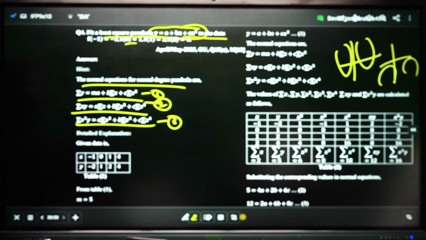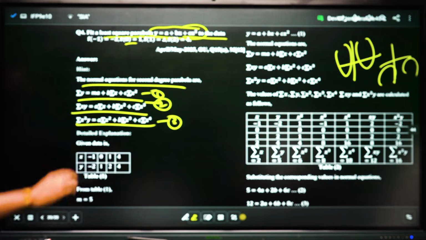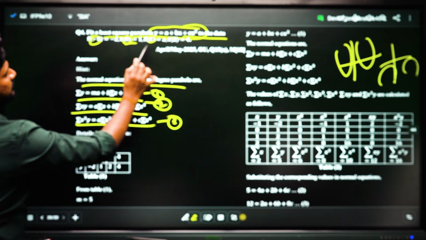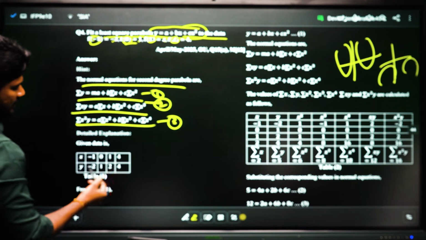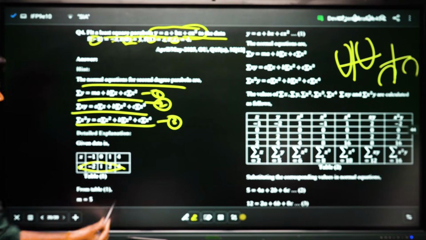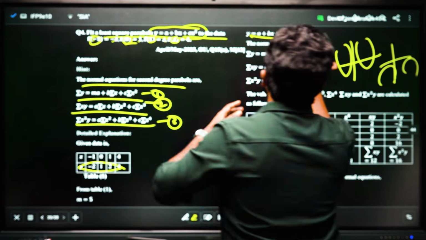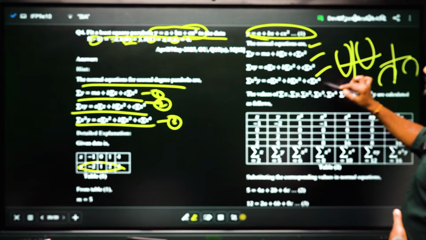You have to remember these equations, and this is the given table we formed by using the given data. x values, y values. From the table, n is equal to 5, just add these values and you get 5. Now this is the given equation, the parabola equation. The normal equations are like this.